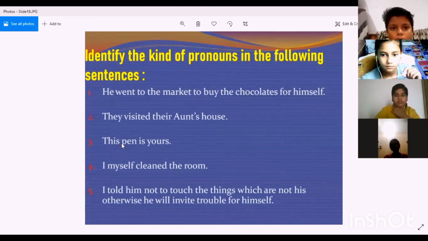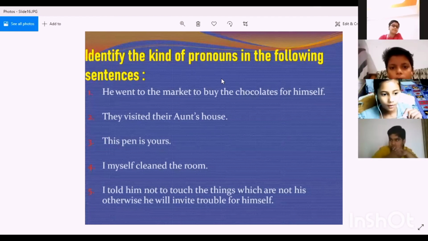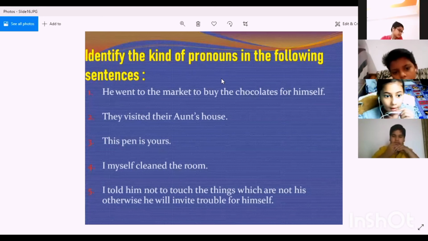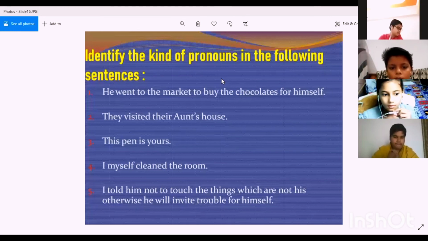Okay. Next, this pen is yours. Vaishnavi Pandey. Ma'am, it is a possessive pronoun. You have to tell me the word also. Ma'am, yours. Good, very good. Yours is a possessive pronoun. Now next, I myself clean the room.